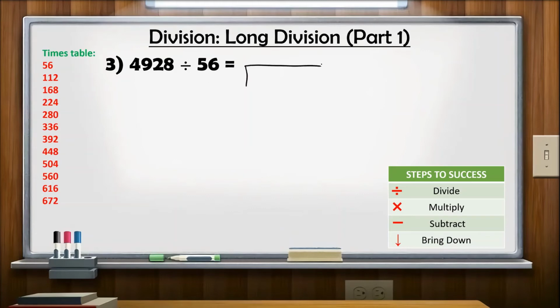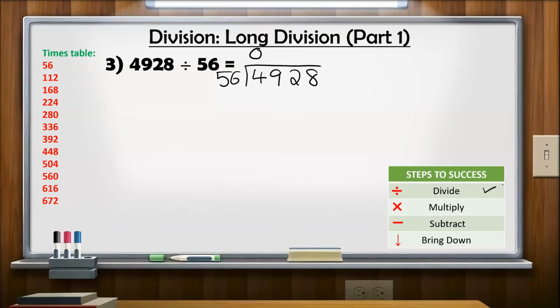So I'm going to draw my bus stop, and on the inside, I'm going to have my dividend of 4,928. And on the outside, I'm going to have my divisor of 56. Once I've done this, I'm going to use my steps to success to answer my question. So looking at the first digit, I'm going to ask myself, how many times can I get 56 into 4? You could probably see from the times table, the answer is 0.